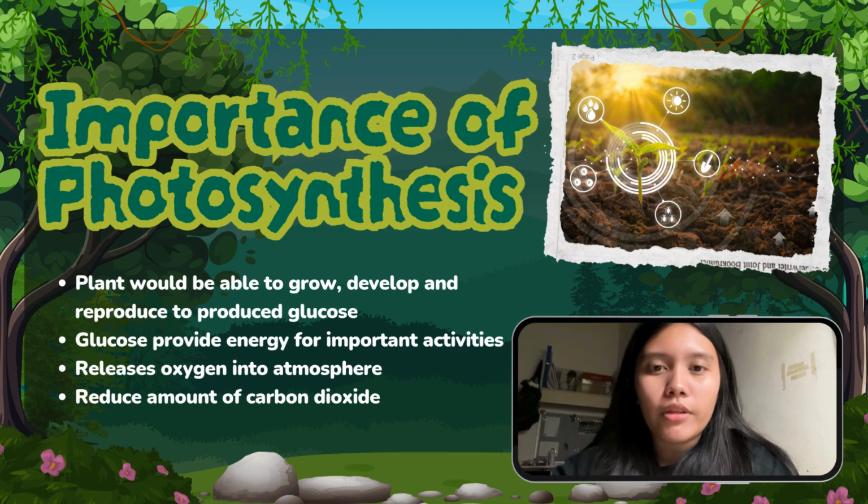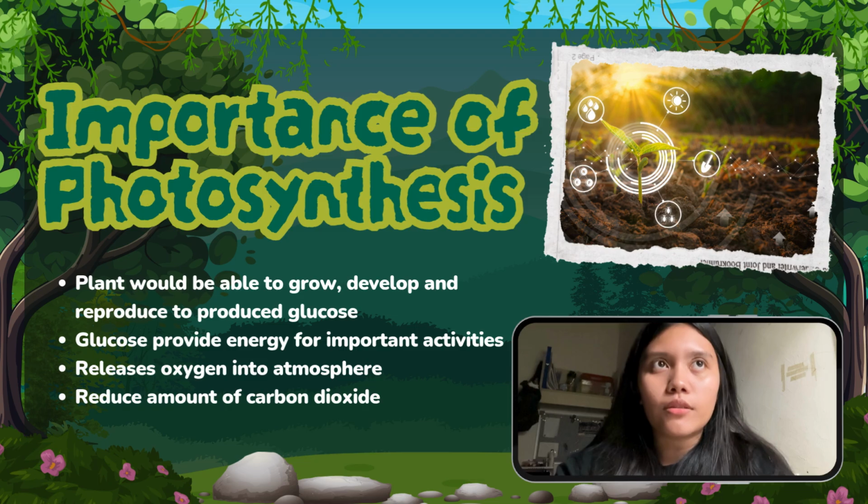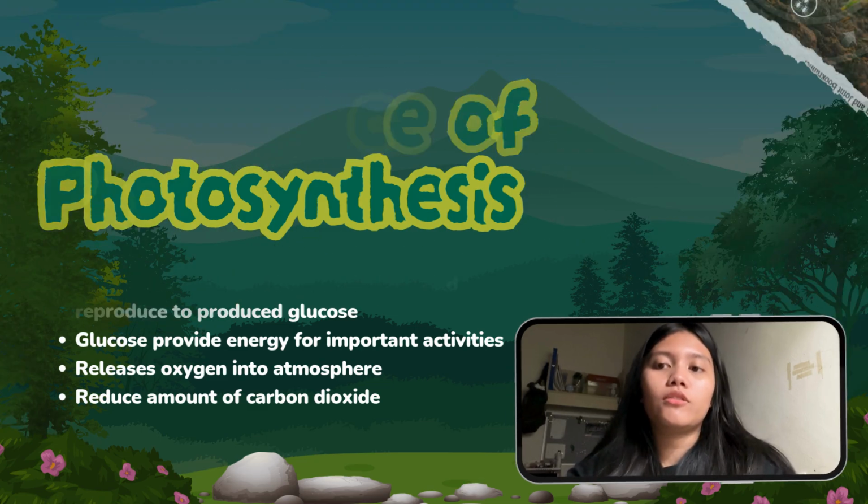Another important benefit of photosynthesis is that it releases oxygen into the atmosphere. Oxygen is necessary for the survival of humans, animals, and many microorganisms because it is used during respiration. Photosynthesis also helps reduce the amount of carbon dioxide in the atmosphere. By absorbing carbon dioxide, plants help maintain the balance of gases in the air and contribute to reducing the effects of climate change.